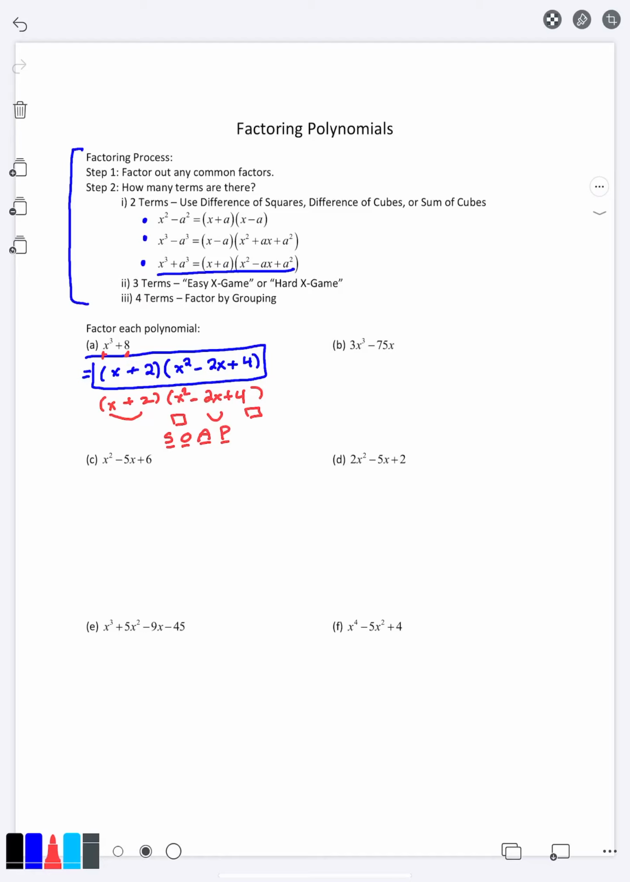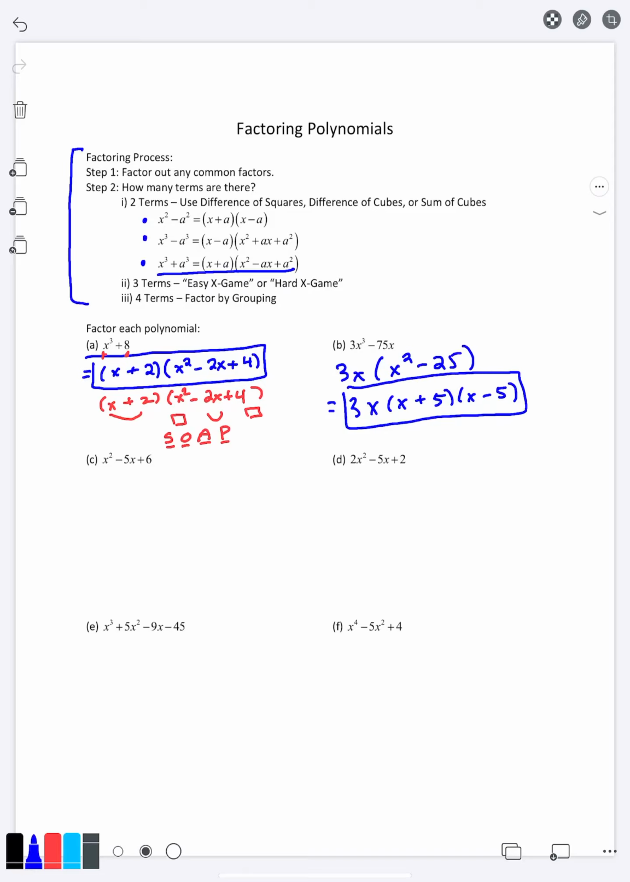Now the next one, if you jump straight to saying sum or difference of cubes, you're going to have a problem because it's not. However, if you did do step 1 correctly and look at common factors, there's a 3x in common here. And once I factor the 3x out, I get x squared minus 25. And that is a difference of squares. So I get my x plus 5, x minus 5.